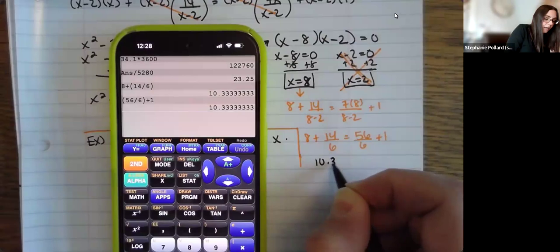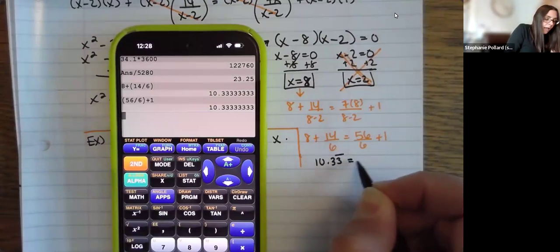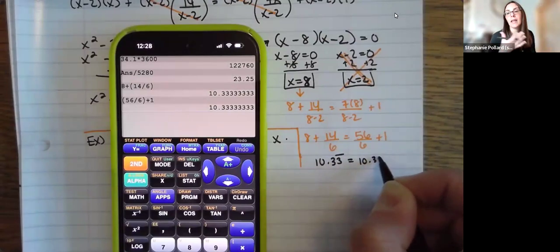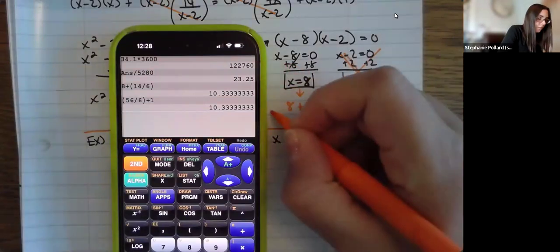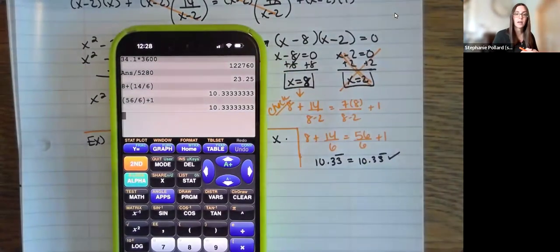Right? In each case, I get 10.33 repeating on both sides. So here, again, I could do common denominators, but I'm just going to save myself a little bit of time. I just need to make sure they're the same, and this does work out. So you do have one solution here, and that is going to be x equals 8. So that is our check.